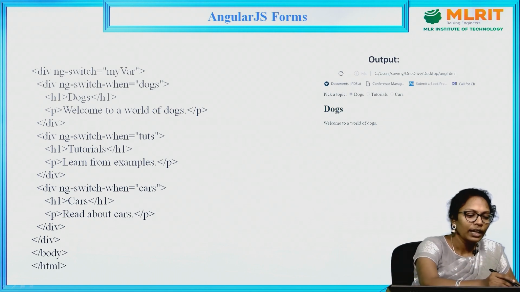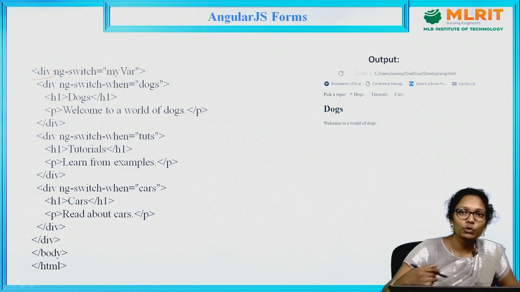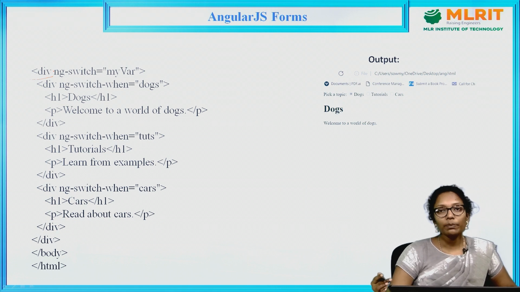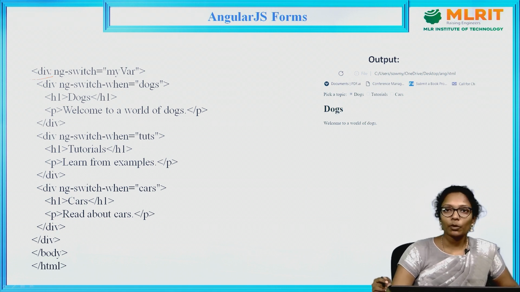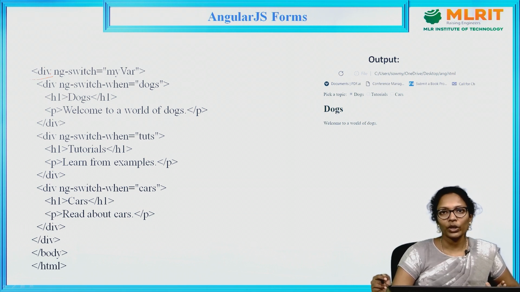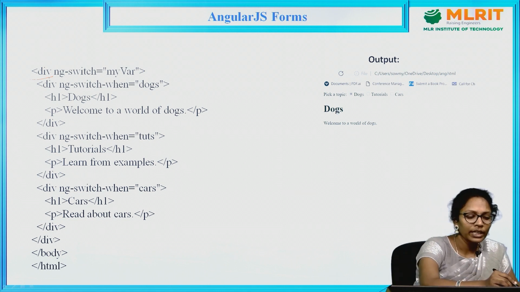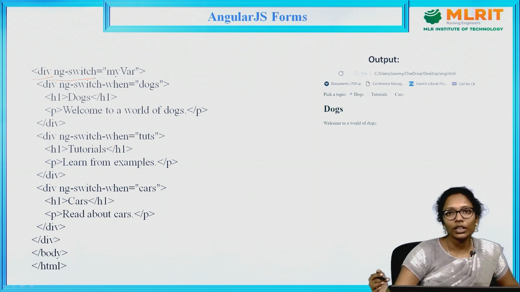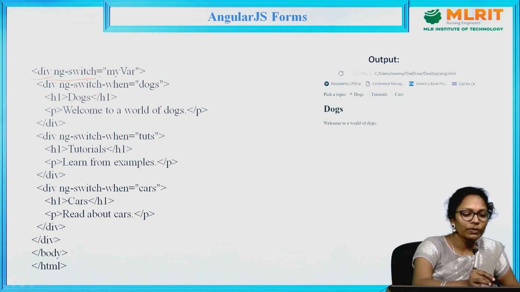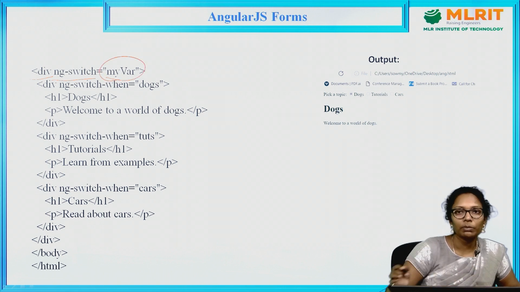So for that, I'm making a division. Here I'm using the switch case. In the previous videos, we discussed the predefined directives. We have so many predefined directives like ng-if, ng-show, ng-hide, ng-click and so on. But this is a new directive, ng-switch, which is similar to a switch case. So you are applying a switch case here with one variable. What is that variable? MyVar.